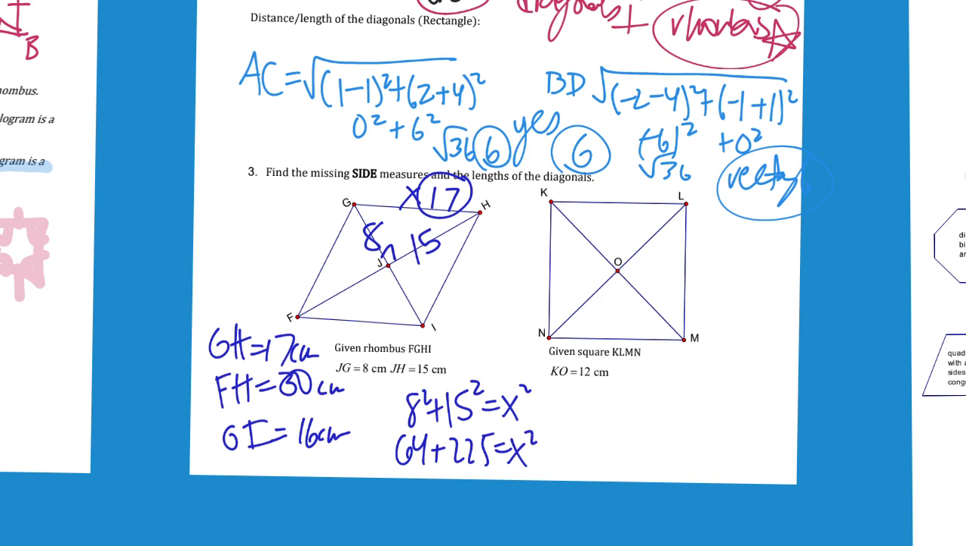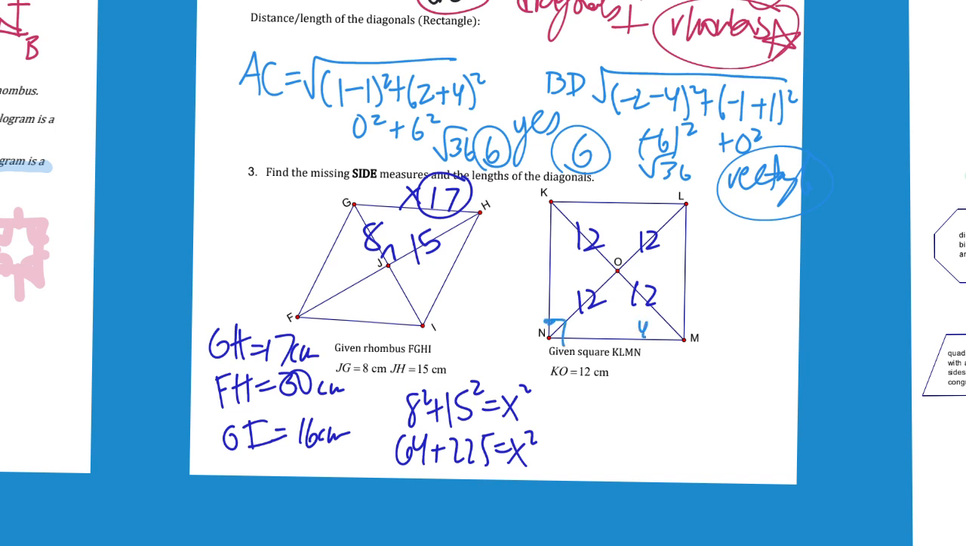And then this one says, given a square, KO is going to be 12. Well, that means this is 12, that means this is 12, that means this is 12. Okay, how are we supposed to find the rest? Let's think about this. Well, we have a square, right? So that means this is a right angle here.